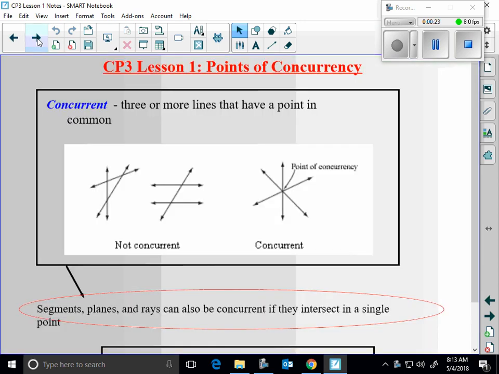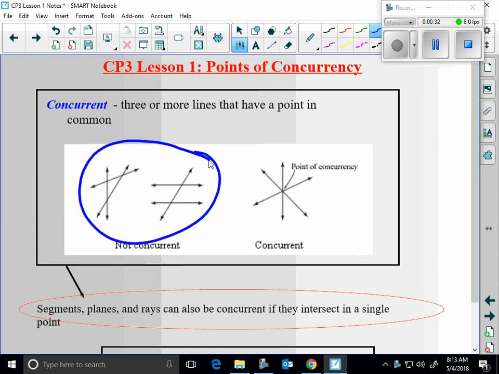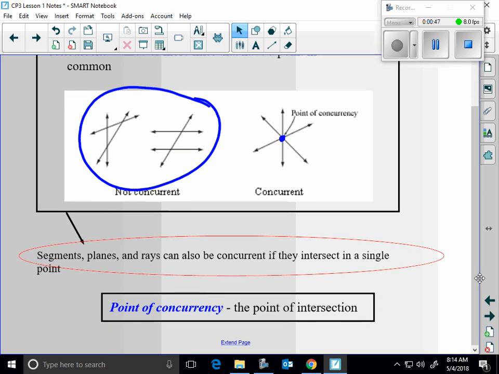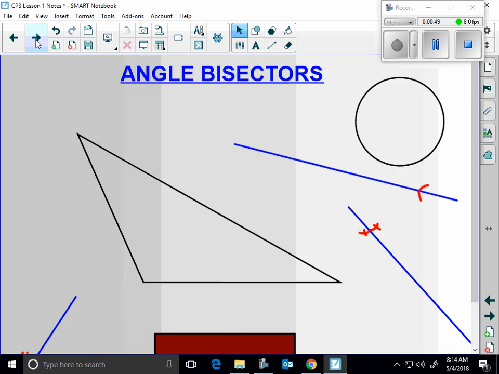All right, here are points of concurrency: three or more lines that have a point in common. These are not concurrent. They're not concurrent because they don't meet at the same point. These are. There's your point of concurrency. We're going to talk about a couple of special points of concurrency today that happen within triangles.